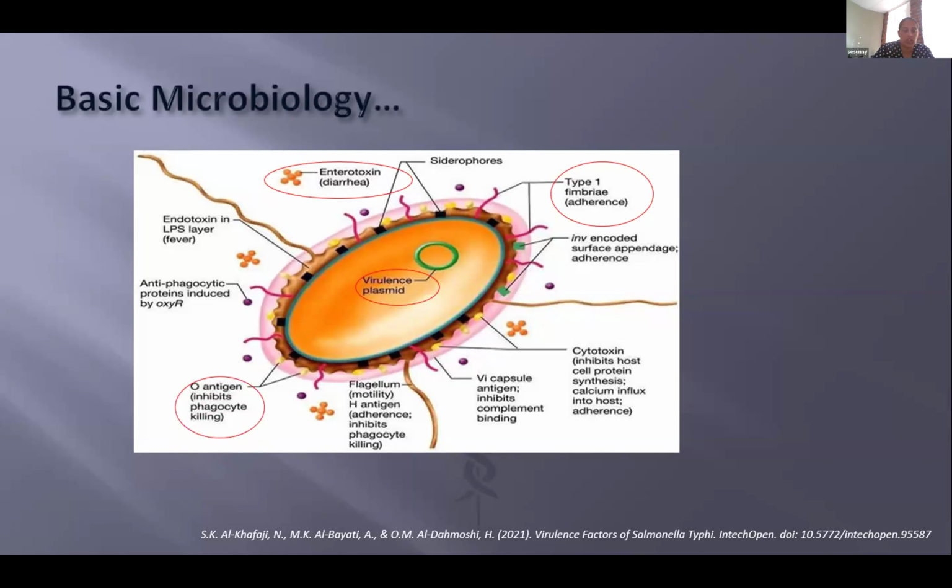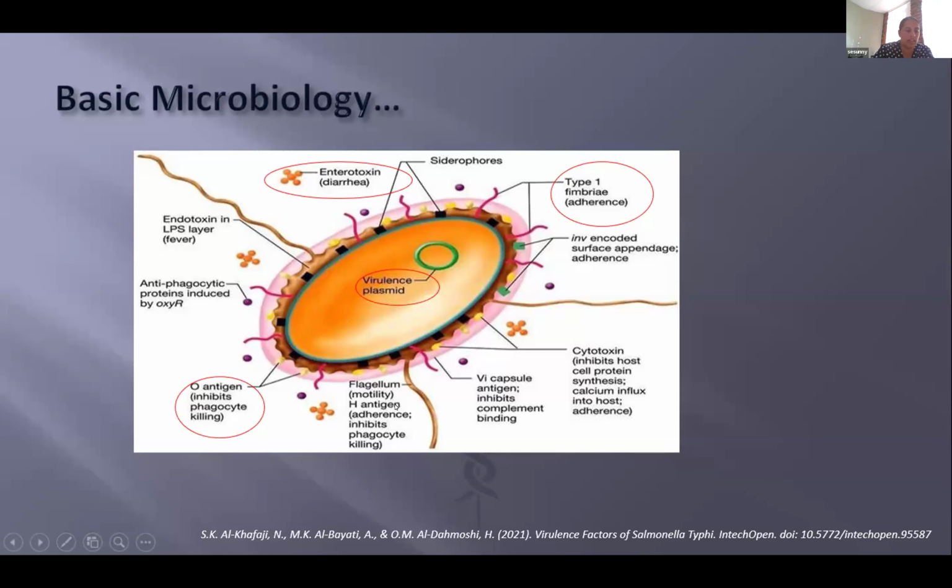Then you've got the antigenic structures, which are quite important in terms of identification, but as well as in terms of virulence. So the first one is the O antigen, which is the somatic antigen. It's got the most antigenic variability. They're heat stable, and it's found on the lipopolysaccharide on the outer membrane of the cell wall. And you can see here it inhibits phagocyte killing.